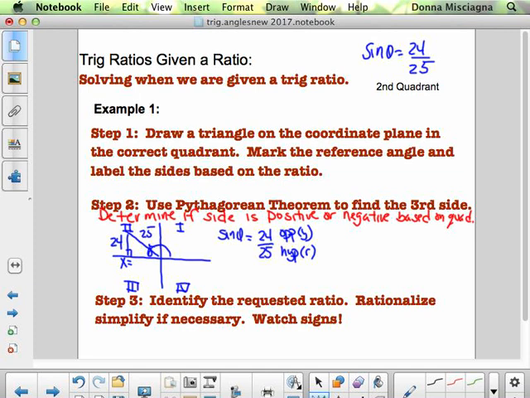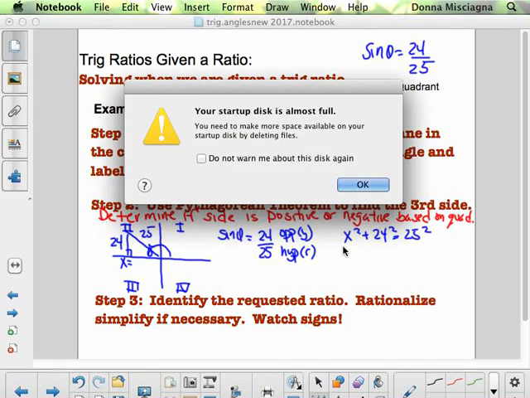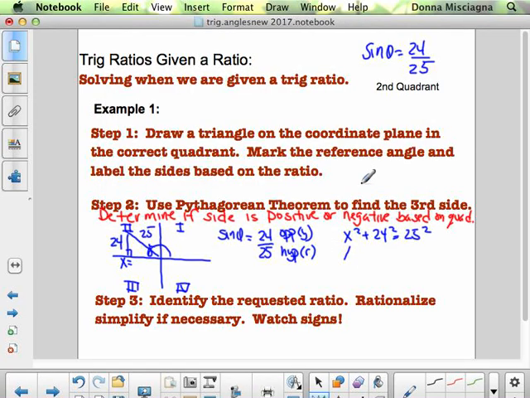All right, so we're going to use Pythagorean theorem. So it's leg squared plus leg squared equals hypotenuse squared. So x squared plus 24 squared equals 25 squared. All right, so, that's not a good sign. I don't know if you can see that, but it tells me I'm almost full. I got to get things off of here. So x squared plus 576, hopefully I can finish my video, equals 625. We'll subtract 576 from both sides. So x squared is 49.